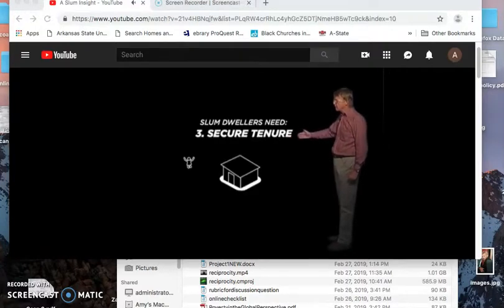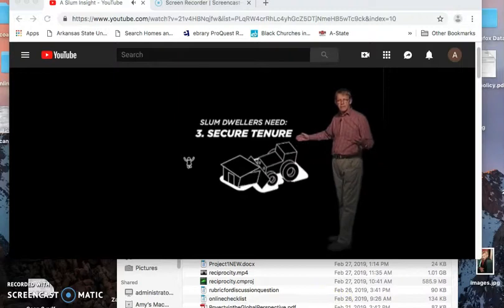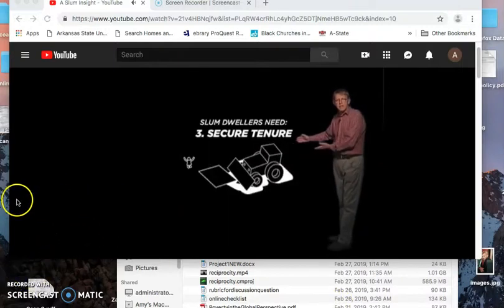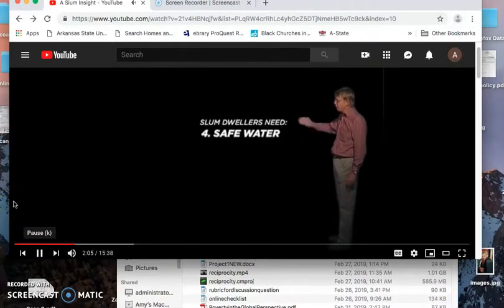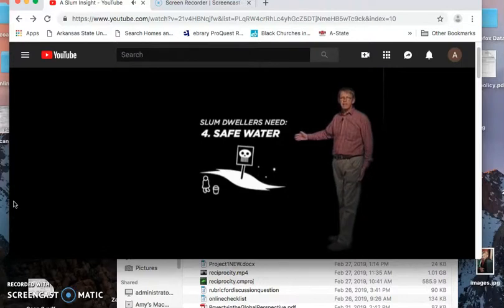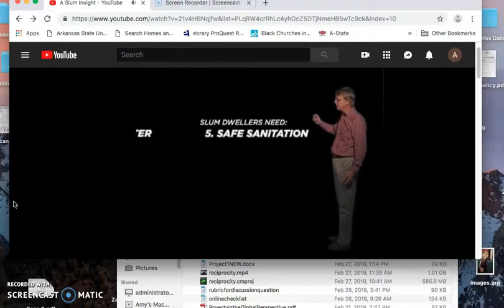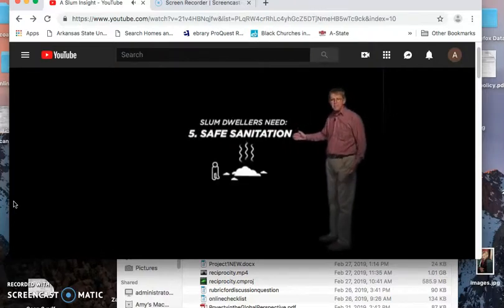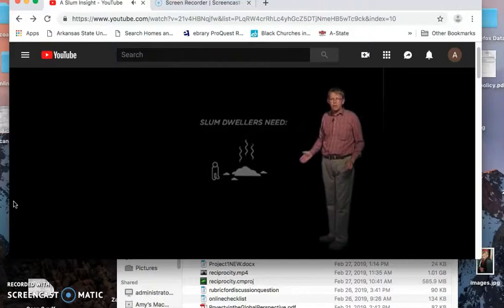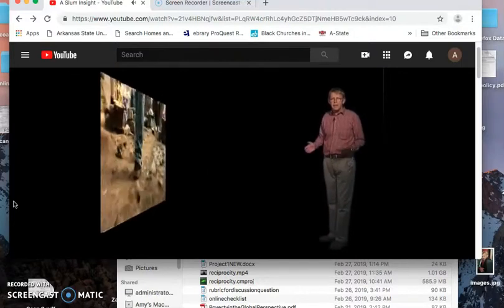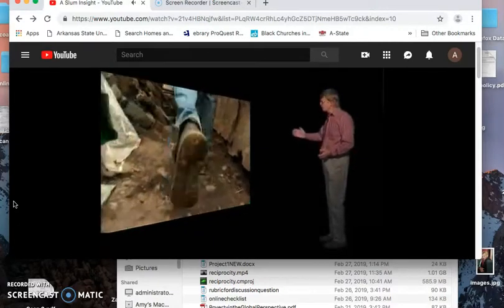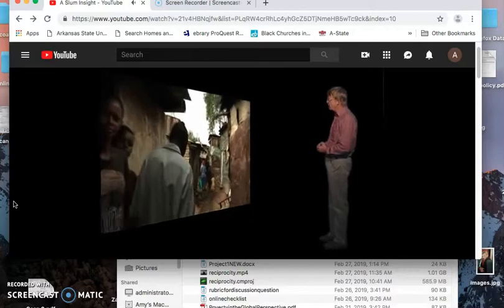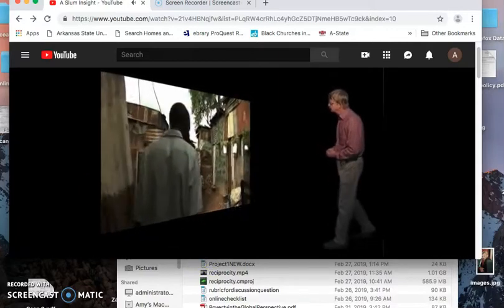Number 3, families need secure tenure. They must have the right to their home, and they must be protected against sudden eviction. Number 4, every family needs safe water that doesn't transmit diarrhea. And finally, number 5, safe sanitation. That means everyone needs some sort of a decent toilet. But now, let's follow the real experts. We shall listen to the slum dwellers themselves, how they explain these 5 basic needs.